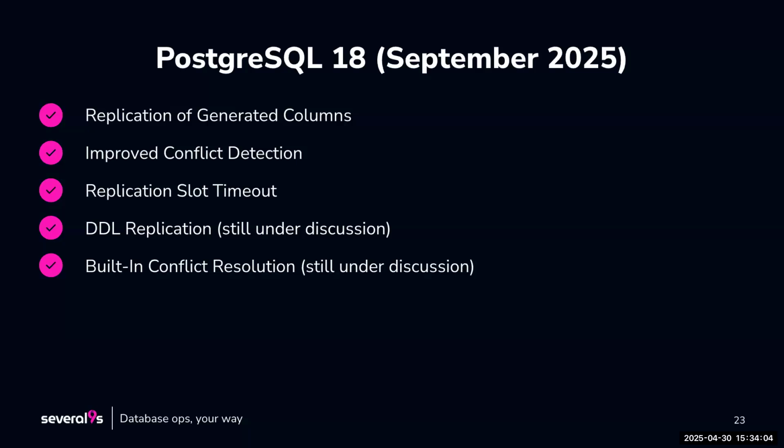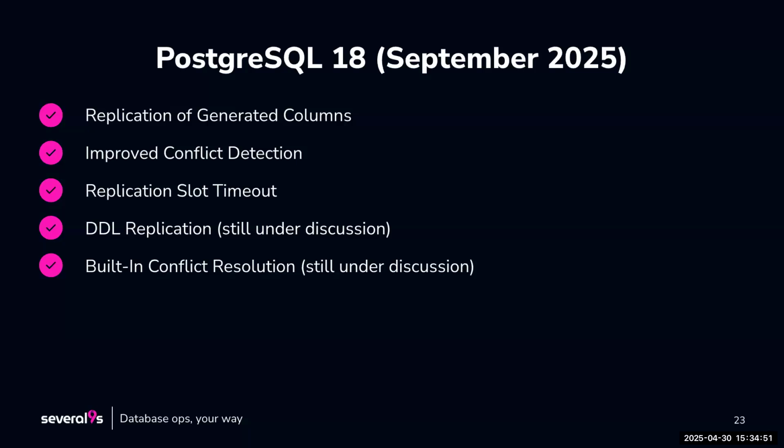They will add replication for generated columns. Now this is a problem because they are not replicated in logical replication. So yeah, they are going to add it in the next version. Also, they will add detection for more conflict types, also for logical replication. Inactive replication slots can be deactivated automatically after a timeout. So right now you have to monitor the slots because otherwise you will have problems because of WAL file retention.